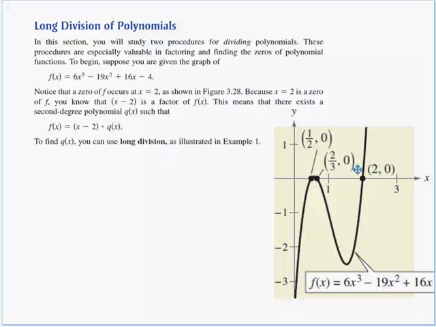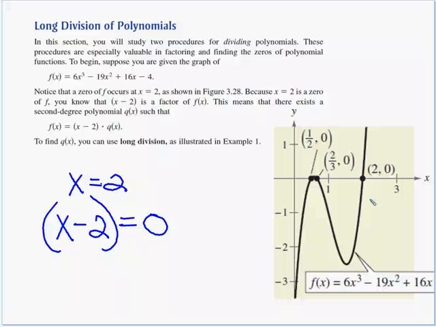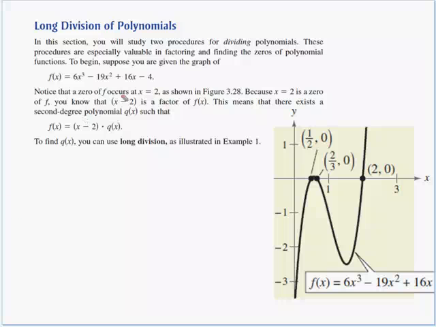Because x equals 2 is a zero of function f, you know that x minus 2 is a factor of f of x. Remember, the last thing we do when we factor and solve things, we solve for x, we have x equals 2. Well, if I subtract 2 from each side, I get x minus 2 equals 0. And if I parenthesize it off, that is one of the factors of the polynomial. So we know that x minus 2 is a factor of the function f of x. This means that there exists a second-degree polynomial q of x such that f of x equals this factor x minus 2 times whatever q of x is. To find q of x, you can use long division, as we're going to see here in example 1.